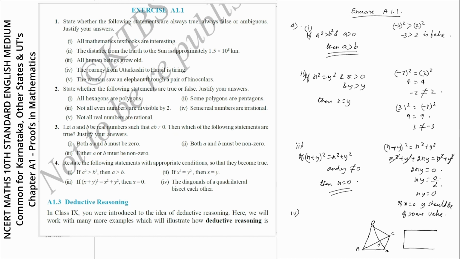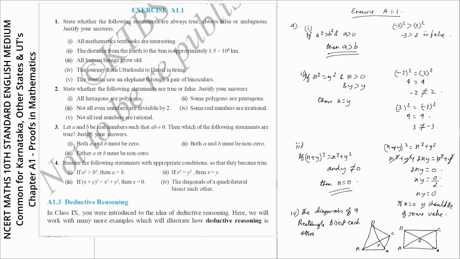Now I will draw a rectangle. You can see A, B, C, D, and this is the diagonal. So in case of a rectangle, the diagonals bisect each other, and AO will be equal to OC and BO will be equal to OD. Therefore, I can rewrite this statement as: the diagonals of a rectangle bisect each other.